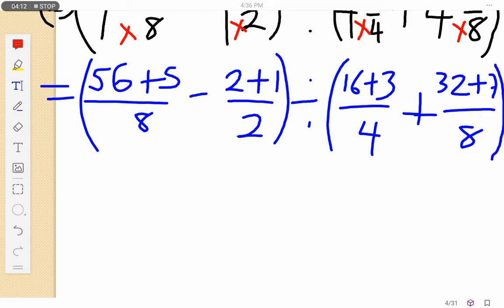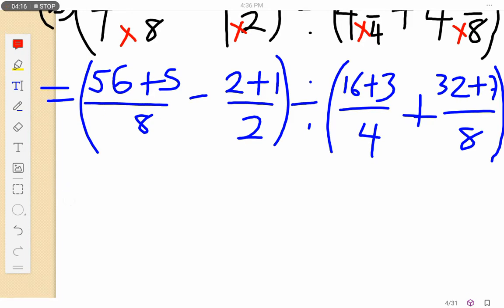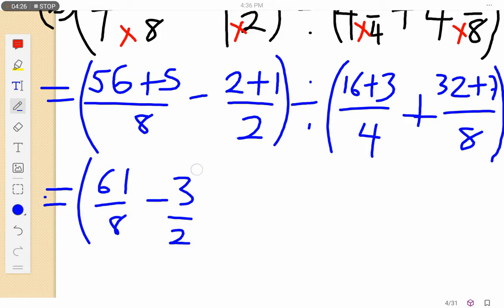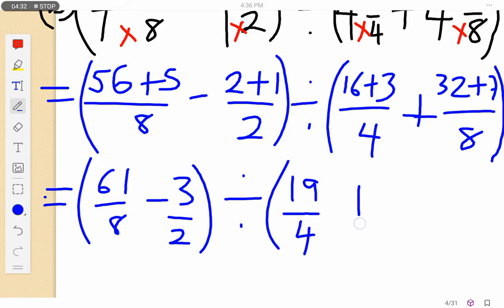Okay, let's solve and simplify. 56 plus 5, we get 61. So I have got 61 over 8 minus 3 over 2. Okay, it's dividing by 16 plus 3, we get 19 over 4. Plus 32 plus 7, we get 39 over 8 there. Okay, like that.